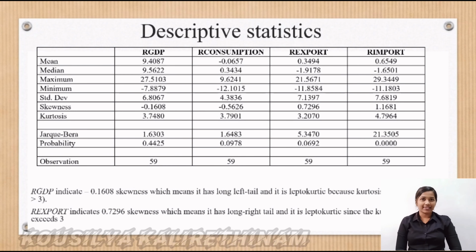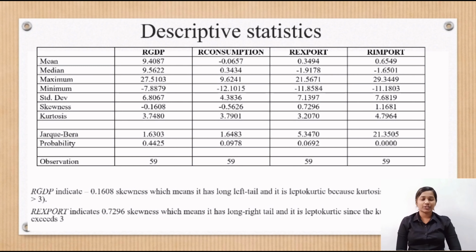This is our findings. The skewness of a symmetric distribution, such as the normal distribution, is 0. Positive skewness means that the distribution has a long right tail, and negative skewness implies a long left tail. From the findings, we can see that our GDP and our consumption have negative values, which implies a long left tail. The other two variables, our export and our import, have positive values, which indicates the distribution has a long right tail. Coming up with kurtosis.